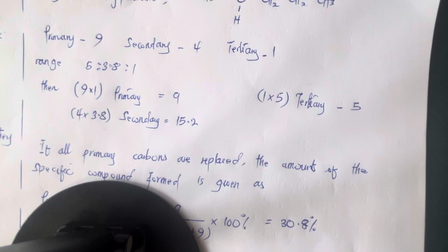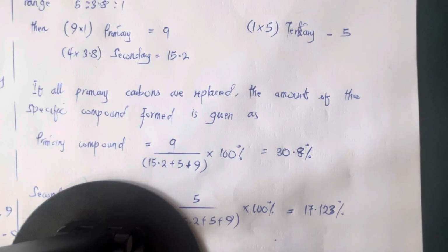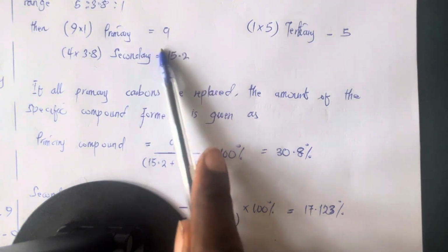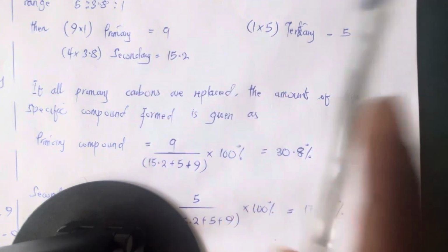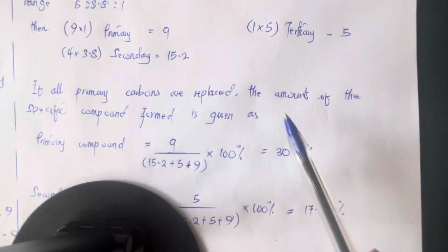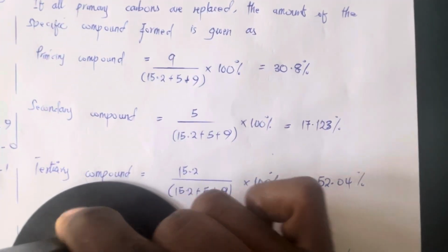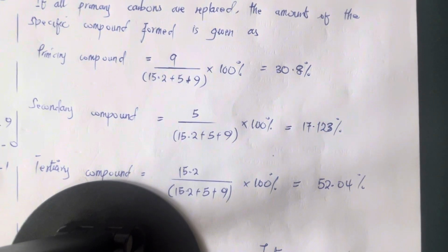Okay, so if you want to know the amount of a specific compound that has been formed, let's say by a replacement of primary hydrogen, you just take the value for the primary hydrogen, which is your 9, divided by the sum of all 3, 9 plus 15.2 plus 5, times 100, and that will give you the percentage of the compound that has been formed when you replace a primary hydrogen. The same thing also applies to the secondary hydrogen, or the secondary compound. The secondary compound is the compound that has been formed when you replace a secondary hydrogen.